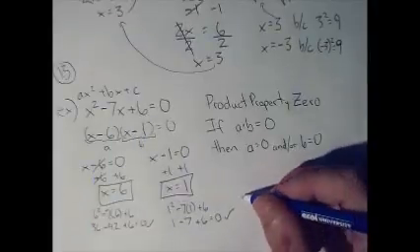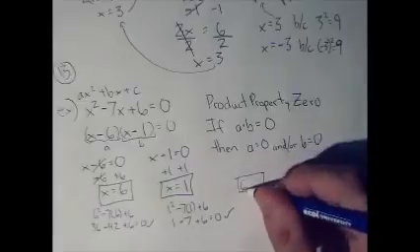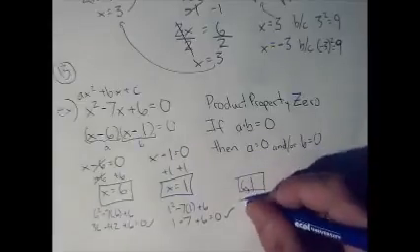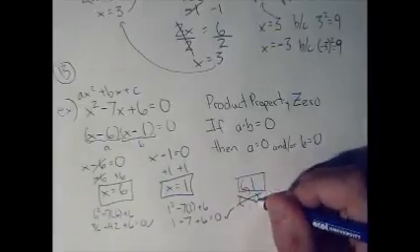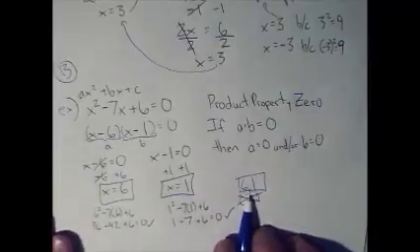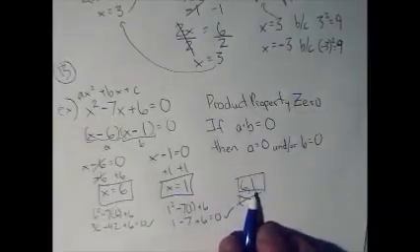In MathXL, what we want to say is separate your answers with commas. 6 comma 1, but remember, we don't want parentheses. That's what we'd be telling it in an ordered pair. What we're saying is 6 works and 1 works.